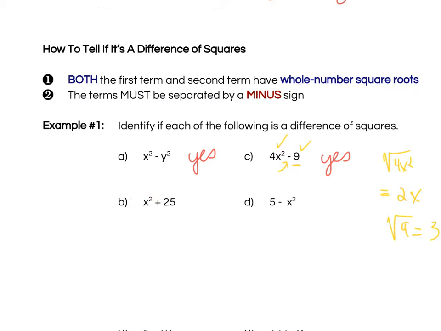It has a square root of x. 25 is a perfect square because it has a square root of 5. So both the first and the second term in this expression are in fact perfect squares. However, when I look closely, I can see that it is not a difference. Therefore, this is not a difference of squares because it is not a difference. It didn't satisfy all the criteria.